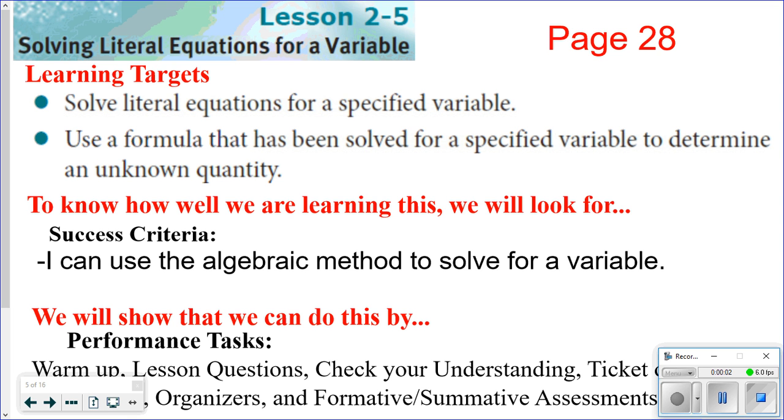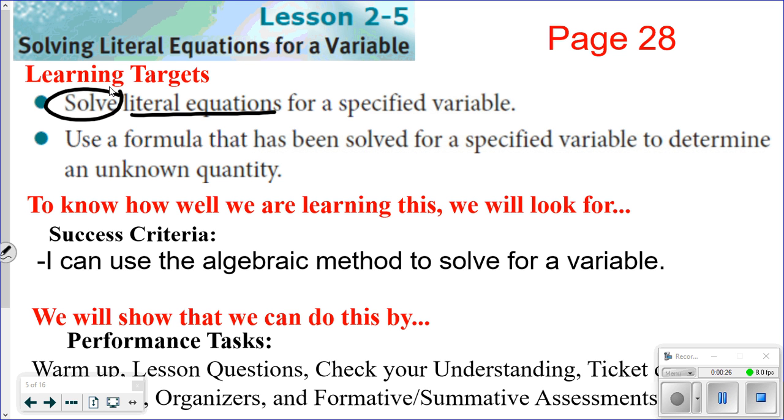Open your book to page 28. We are starting in lesson 2.5, titled Solving Literal Equations for a Variable. Our first learning target is to solve a literal equation for a specified variable. They will tell us to solve for x, for m, for w, and so on.